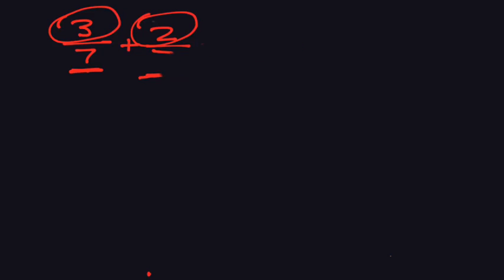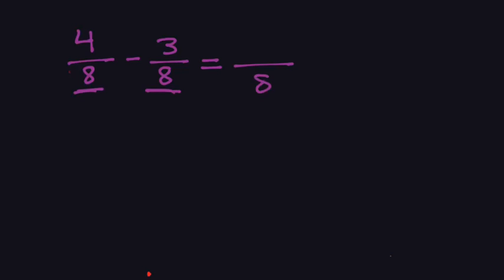Now let's move on to subtracting fractions with the same denominator. Essentially the same thing, except we're subtracting instead of adding. Let's say we were given 4/8 minus 3/8. We are going to keep our denominator, or our bottom number, the same. So this is going to stay as 8. But we are going to subtract our top numbers, or our numerators, to get 1/8. So 4/8 minus 3/8 is equal to 1/8.